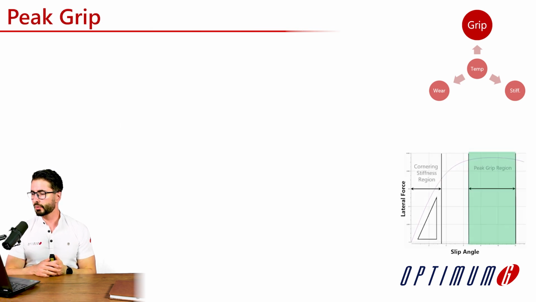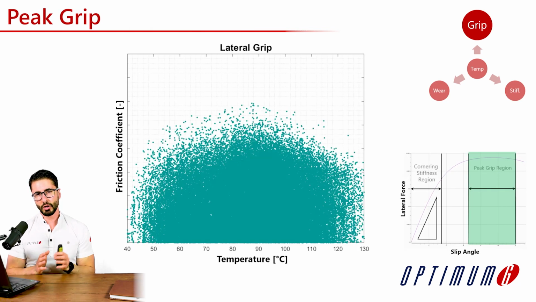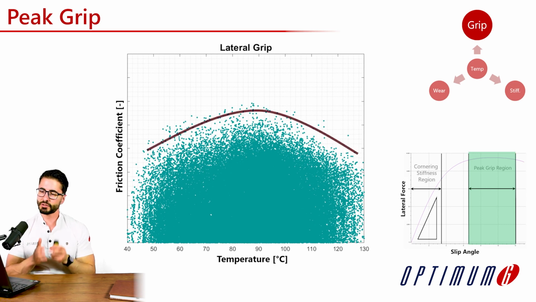If we start with the peak grip region, we can look at a plot of friction coefficient on the y-axis versus temperature. We can clearly see that the tire compound will have an ideal temperature that maximizes tire grip. One of the most important tasks of an engineer and of the driver is to make sure that the tire is as close as you can to the ideal grip.